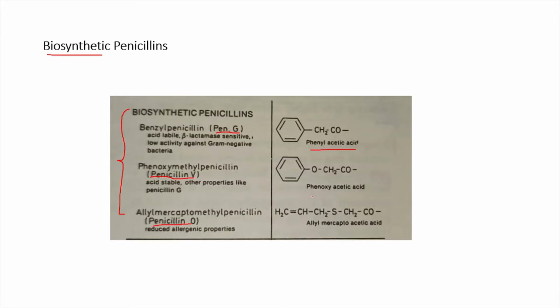So if you want to synthesize say penicillin V, you will add phenoxyacetic acid as the side chain precursor. If you want to get penicillin O, then you will add allyl mercapto acetic acid as the side chain precursor. So you can design which penicillin you want to get on the basis of which side chain precursor you are adding. And in case of penicillin G, as I have already told you, it does not need the extra addition of a side chain precursor, because if you don't add any side chain precursor, you will automatically get penicillin G, because it is the most common natural biosynthetic penicillin.